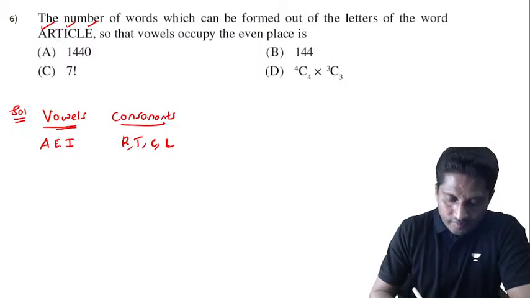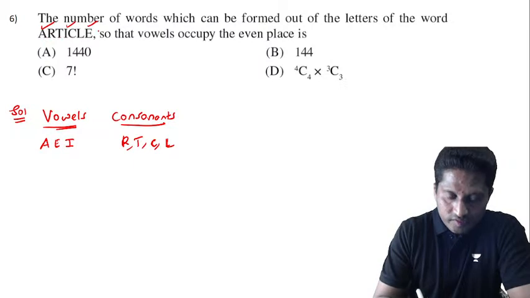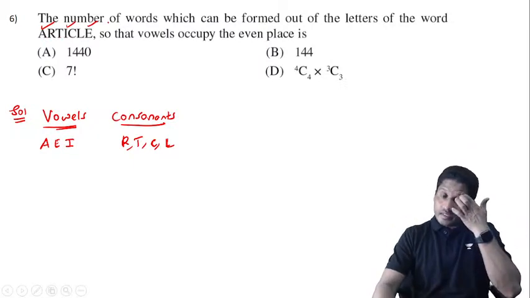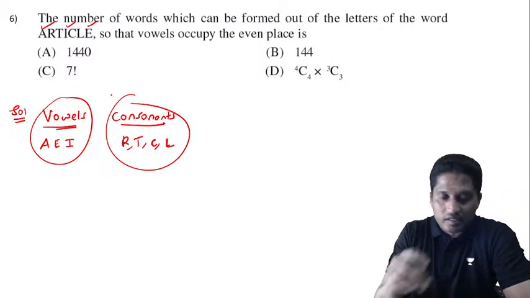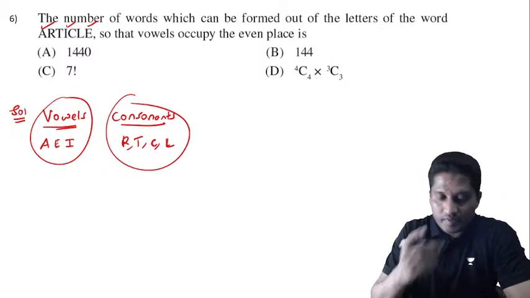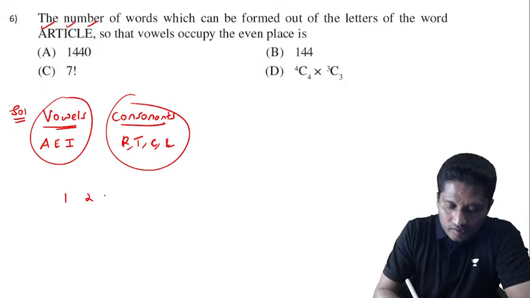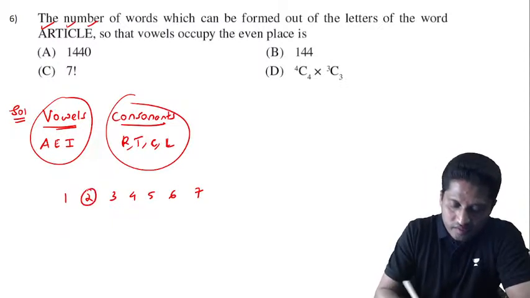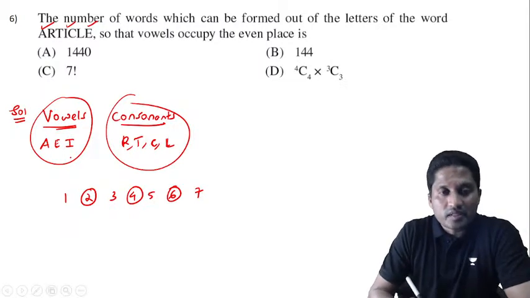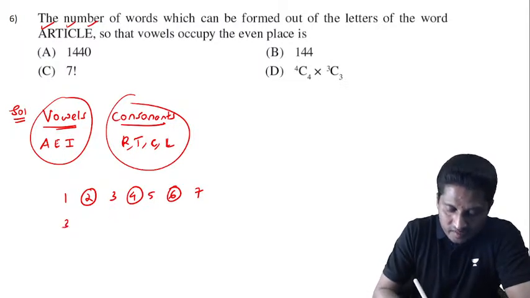1 2 3 4 5 6 7. Article is a 7-letter word, which will have 3 vowels and 4 consonants. Now according to the question, vowels occupy even places. 7 places are there. Vowels should occupy even places. Even places are 2, 4 and 6. 3 vowels occupy the 3 even places in 3P3 ways, that is 3 factorial ways.